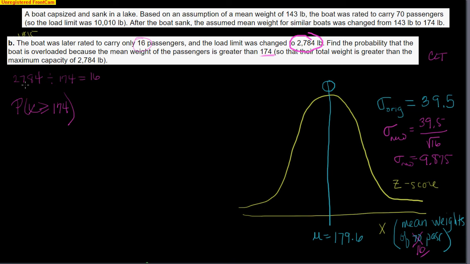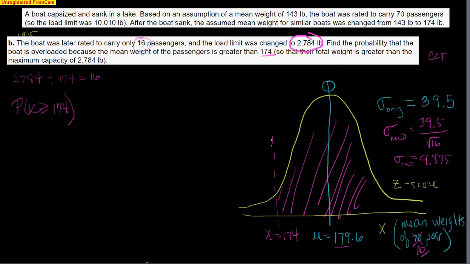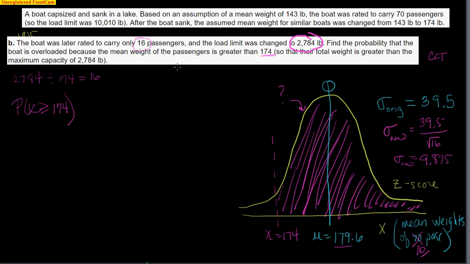All right, now let's mark this x value on our graph so we have a better visualization of what we're doing. 174 is below the mean. I'll just say it's about here. This is where x equals 174. And we want to find the probability that this is greater than. This is again where the boat sinks. So again, we have to find this probability. This is our question mark.